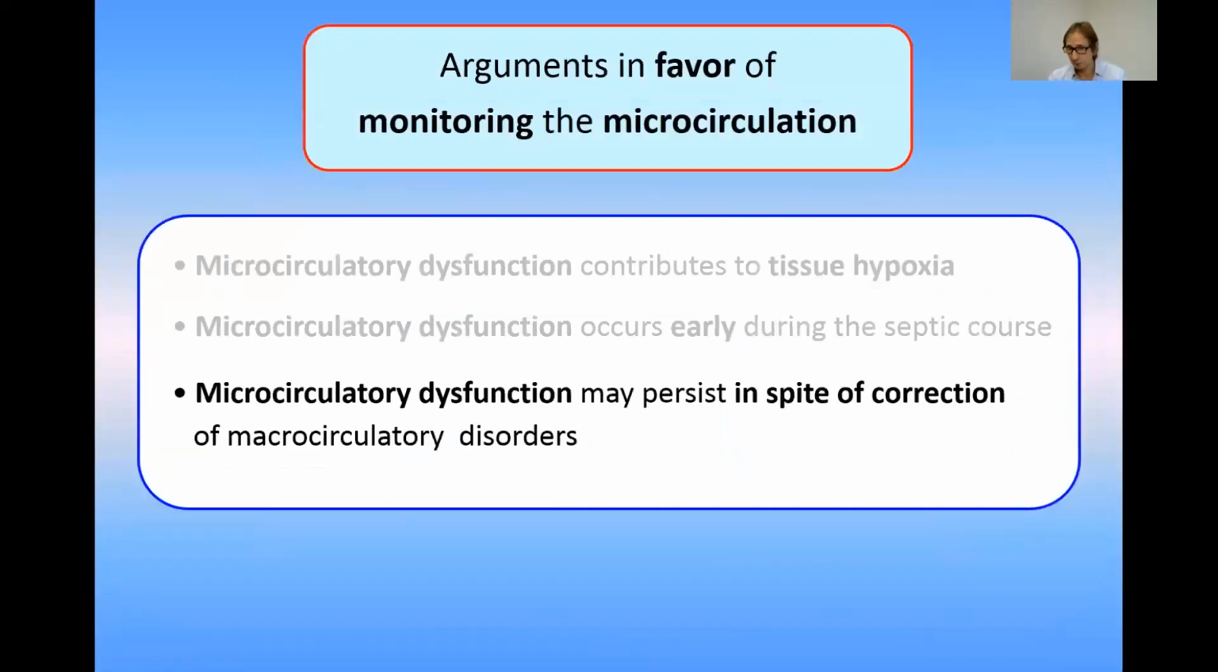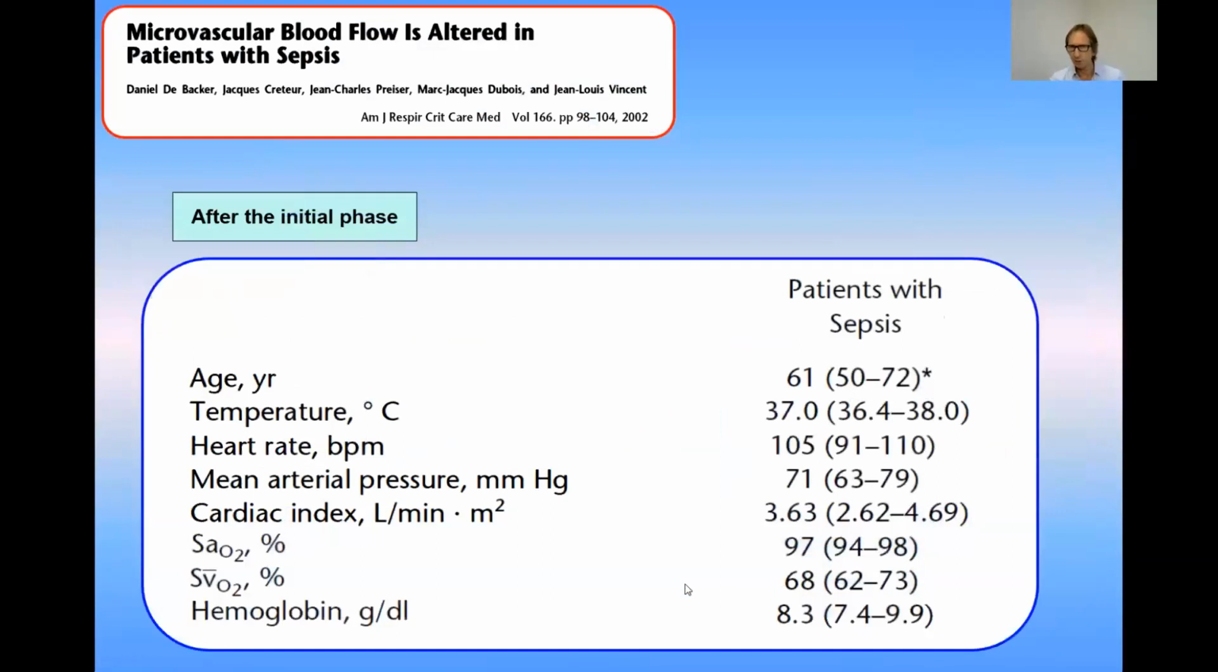Another argument is that microcirculatory dysfunction may persist in spite of correction of macrocirculatory disorders. And this is illustrated by the study by Daniel De Backer again. After the initial phase of resuscitation, they could correct systemic blood flow variables like mean arterial pressure, like cardiac index, or like SVO2, which is now 68%.